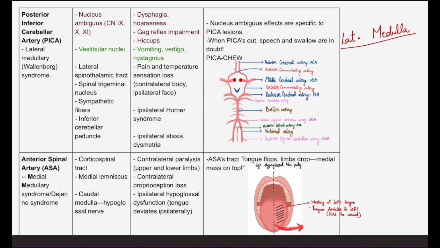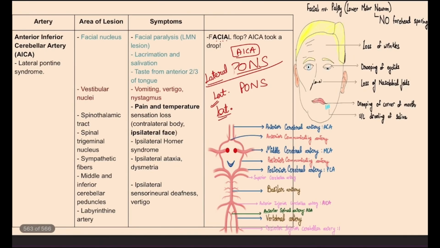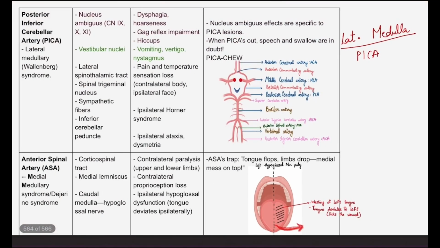And in lateral medullary syndrome, the posterior inferior cerebellar artery is affected. So we had already seen the lateral pontine syndrome in which AICA was affected, and in lateral medullary syndrome, PICA is affected. You can remember it as Pikachu also. Pika can't chew, or in this case can't swallow, but you get the idea, right? So Pikachu. So if you find any swallowing deficits, any dysphagia, any hoarseness, you localize it to nucleus ambiguus and you know that your PICA is being affected, and this is lateral medullary or Wallenberg syndrome.